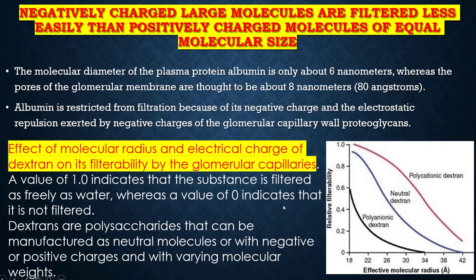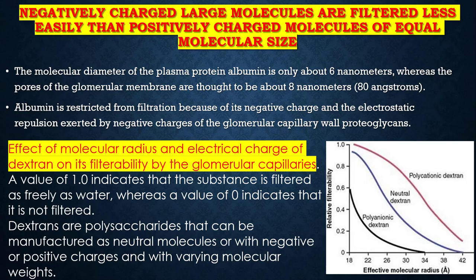Negatively charged large molecules are filtered less easily than positively charged molecules of equal molecular size. The molecular diameter of the plasma protein albumin is only about 6 nanometers, whereas the pores of the glomerular membrane are thought to be about 8 nanometers, 80 angstroms.